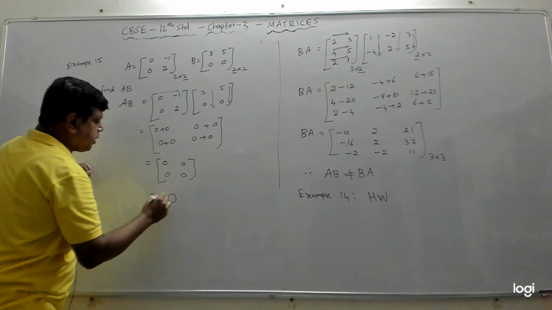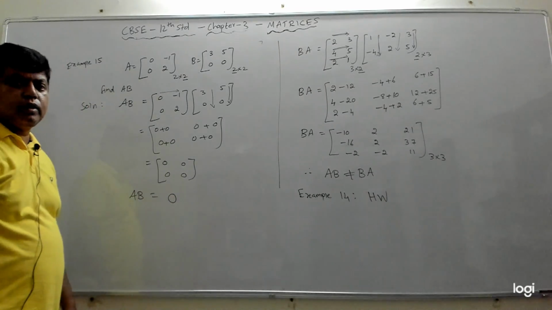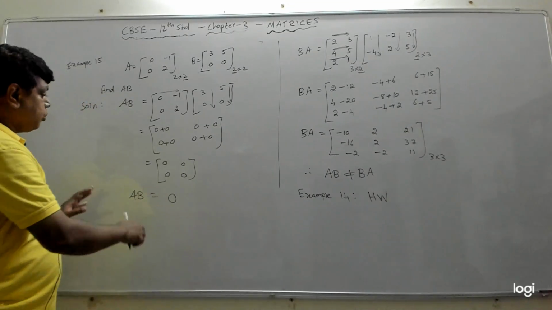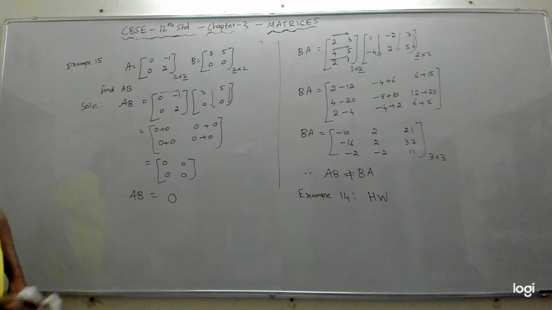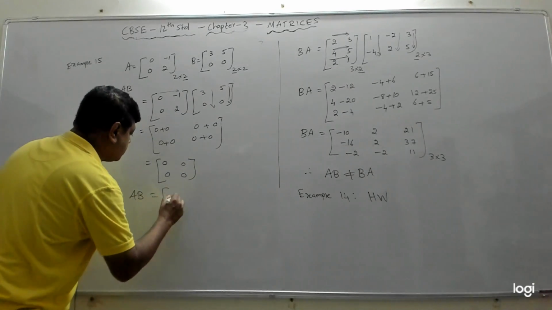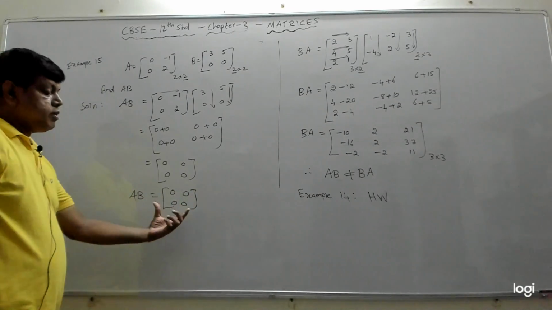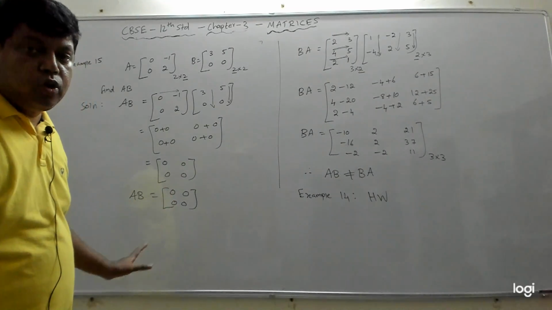That is equal to 0 matrix. This represents 0 matrix. It's not number 0. It is 0 matrix. So, when you do A into B, we have got 0, 0, 0, 0. When all the elements are 0, it is called a 0 matrix.